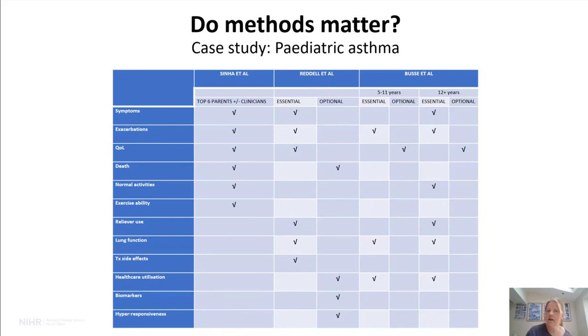Not so much in lower and middle income countries, but the consensus process whereby you bring different stakeholder groups together can actually be informative around areas of disagreement or misunderstanding as much as it is for developing a core outcome set.